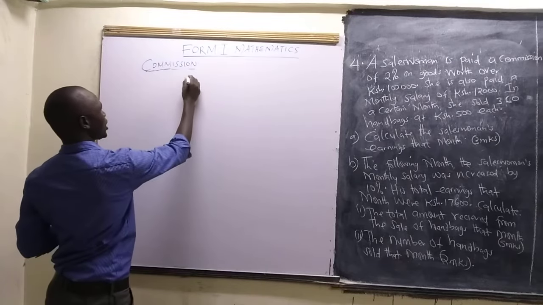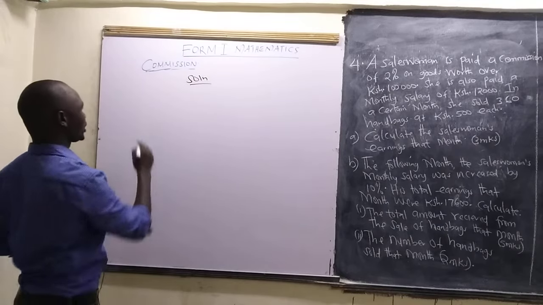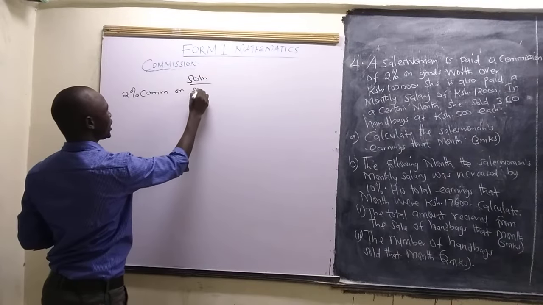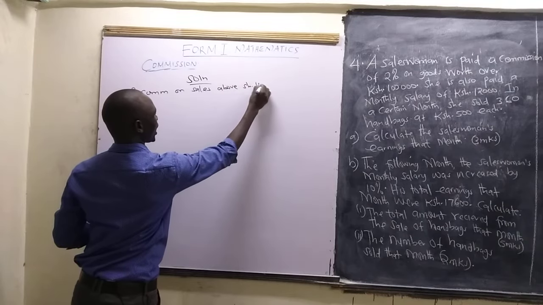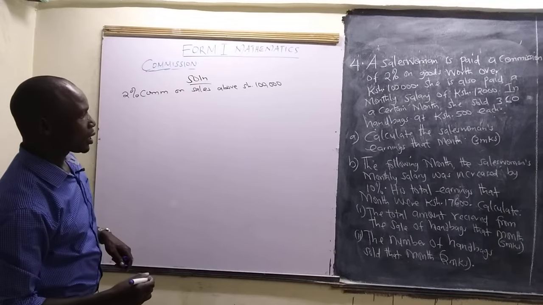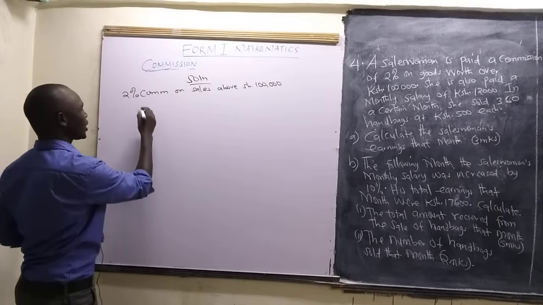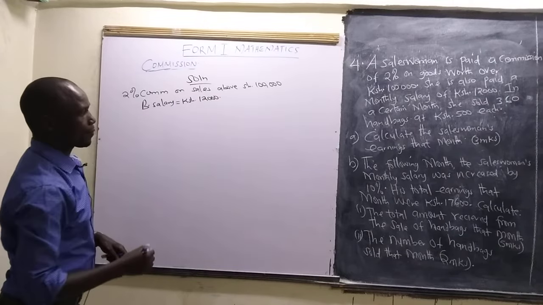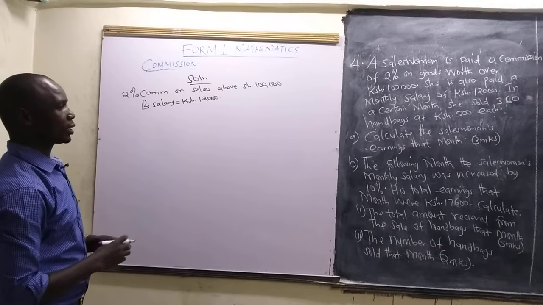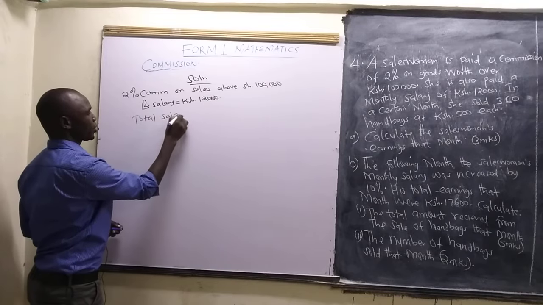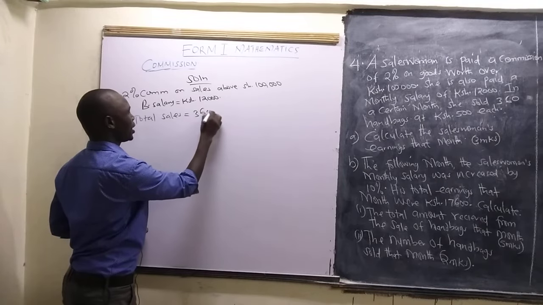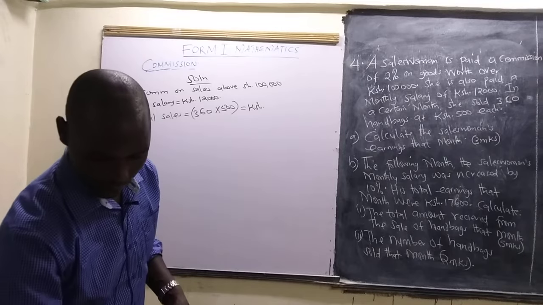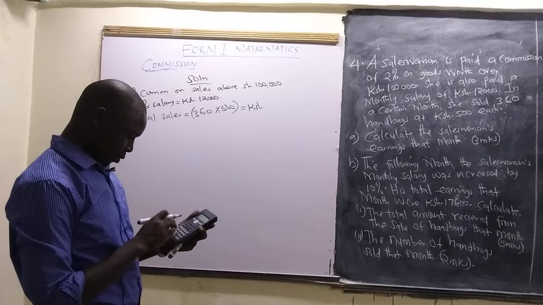So if we look at the solution for this question, the first thing we are given is a commission. We are given 2% commission on sales above Kenya shillings 100,000. Another thing we know about this sales lady is that she is paid a monthly basic salary of Kenya shillings 12,000, and we also know that she sold 360 handbags, so we can get the total sales. To get total sales, she sold 360 handbags, and each was 500 Kenya shillings, so we multiply 360 by 500.